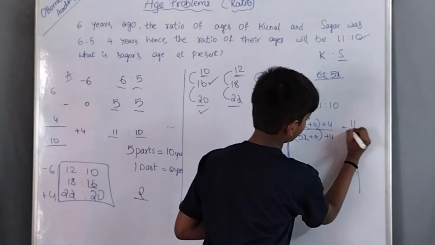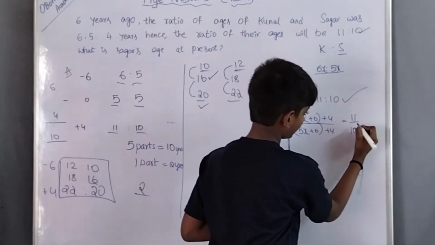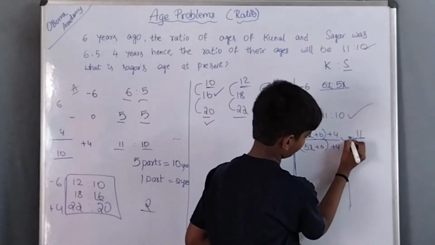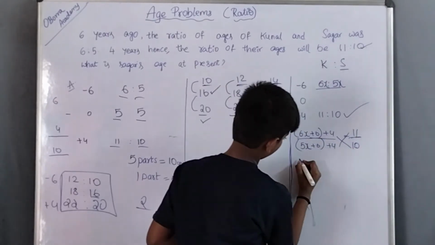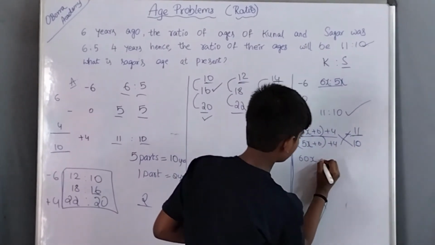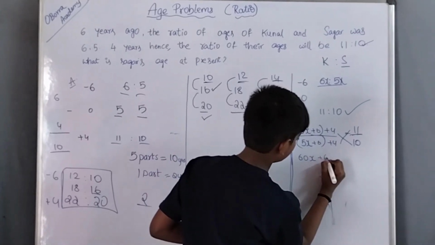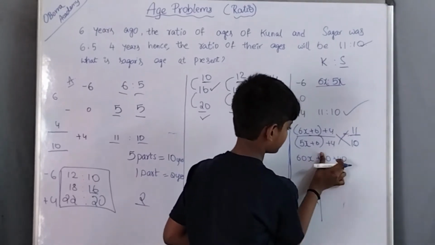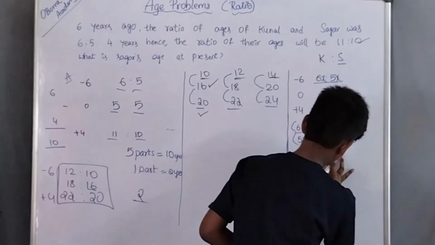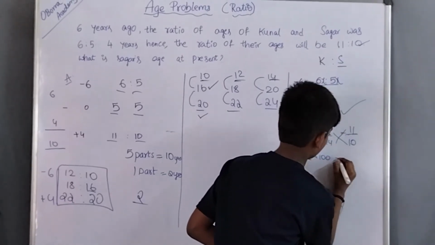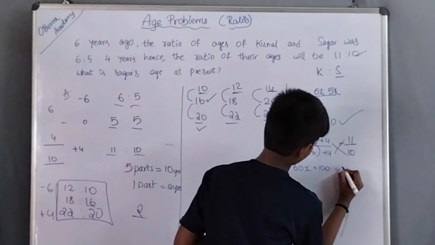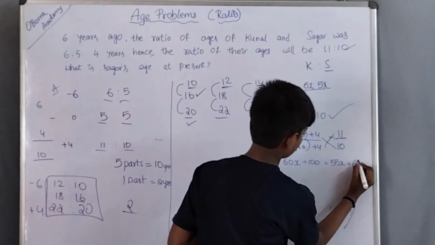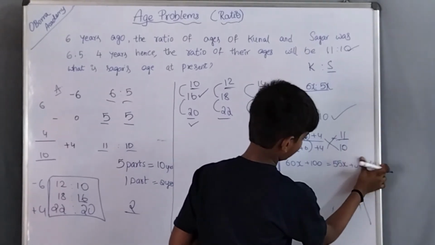So equals to 11 by 10. They had already given the ratio 11 by 10. So now let's see how to equate it. We'll have to cross multiply. So 10 times 6 is 60, 60x plus 10 times 6 is 60, and then another plus 10 times 4 is 40. Let's take this as 100. Plus 100 equals to, so here 55x plus 66 plus 44, we can take it as 110.